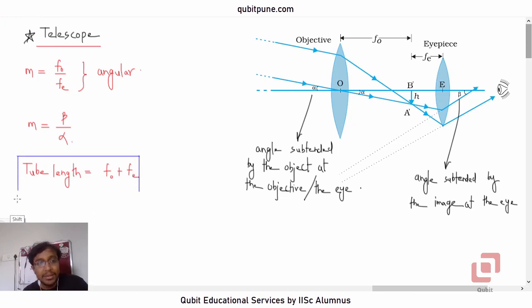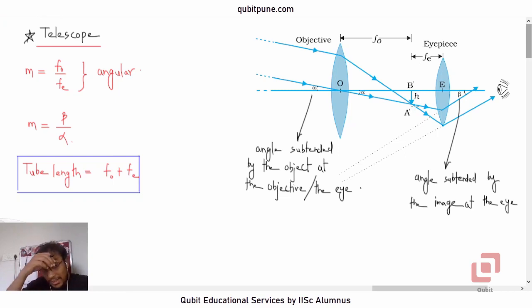In this case the tube length is the sum of the focal lengths of the objective and the eyepiece. To get better focus, the image of the star formed by the objective lens is at its focus, and we also adjust the position of the eyepiece so that its focus coincides with that of the objective.